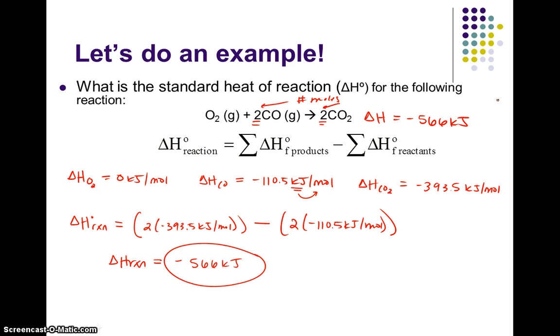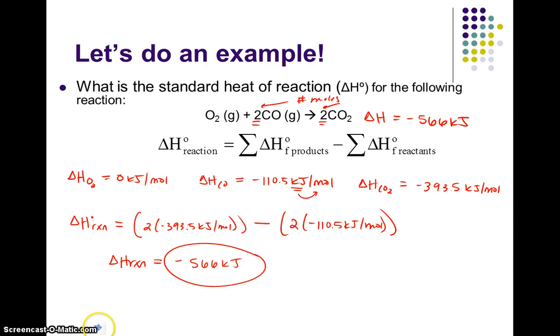So if we were doing some sort of other stoichiometry problem, let's say we didn't put a mole of O2 in, let's say we had 300 grams, we could figure out how much energy we could get by the combustion of that oxygen, just like we did in yesterday's video.